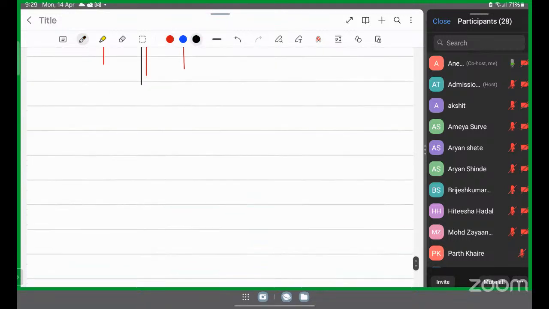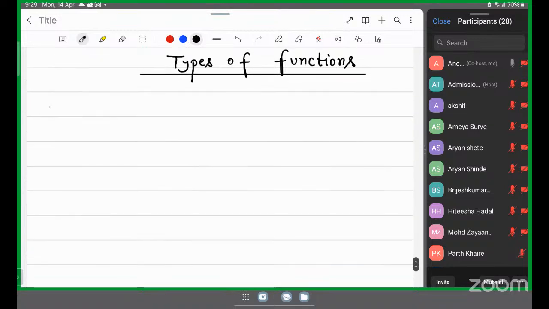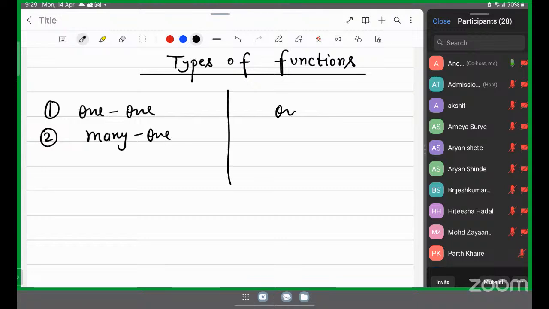Next point is types of functions. There are certain types of functions. Number one is one-one and many-one. And second family is onto and into.